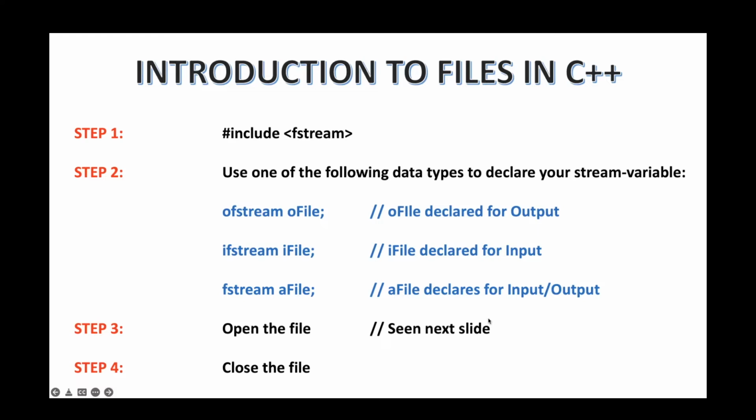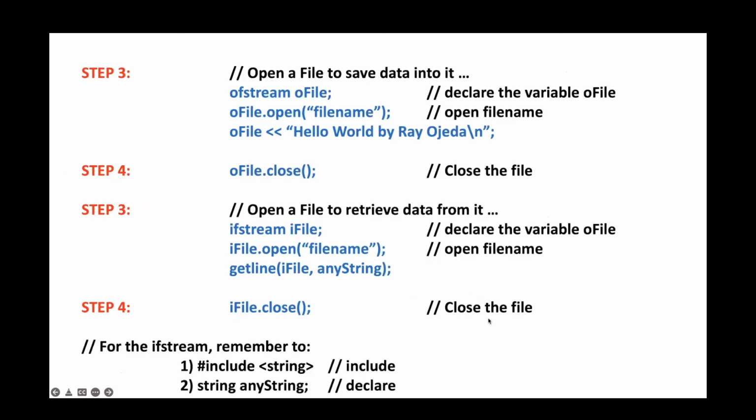The third step is to open the file. We'll see that on the next slide. And then the fourth step is to close the file. So to open the file, first I save data into the file. I would do ofstream ofile. This is just for output file. I just declare the variable, it doesn't matter. Now that I have fstream as my include, I have new data types that I can use, and this is one of them.